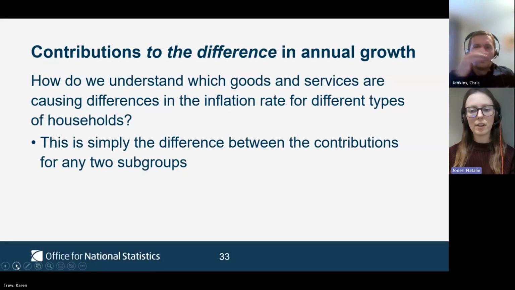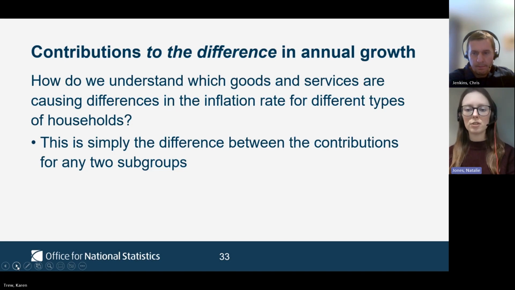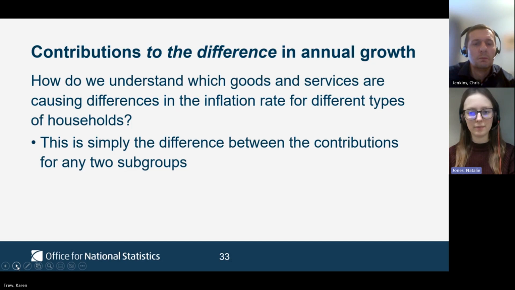When thinking about the household cost indices, we also want to consider the contributions to the difference in annual growth between household groups. This is simply the difference between the contributions for any two subgroups, such as retired and non-retired households. Chris Payne will talk you through an example of this later in this session. Move to the next slide, please.